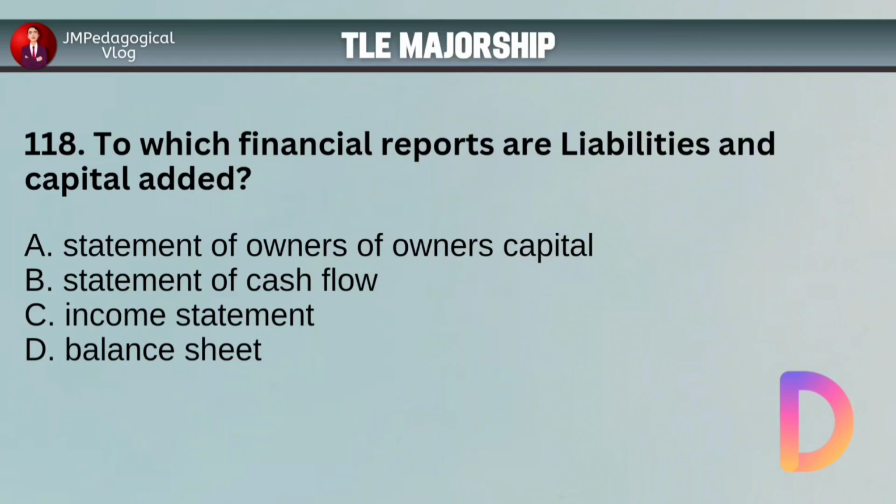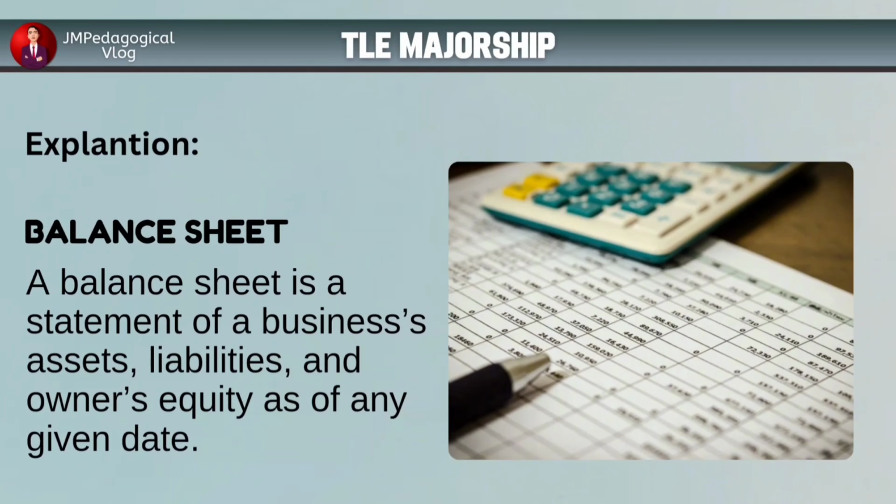D. Balance sheet. Explanation. A balance sheet is a statement of a business's assets, liabilities, and owner's equity as of any given date.